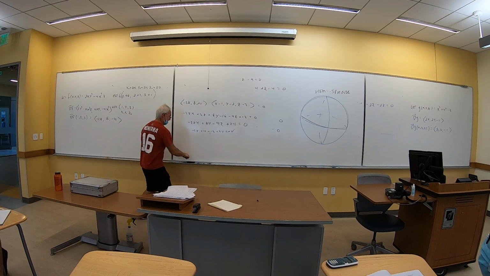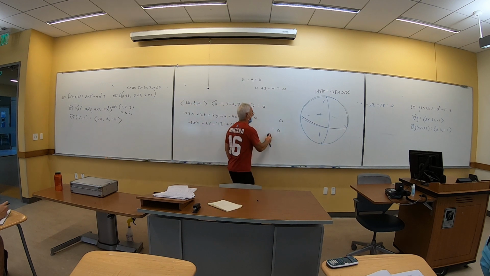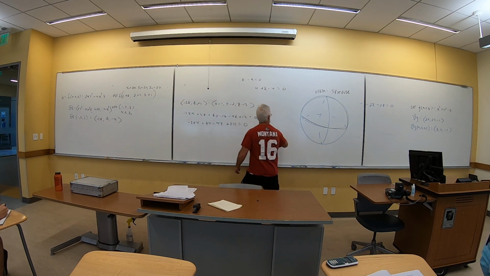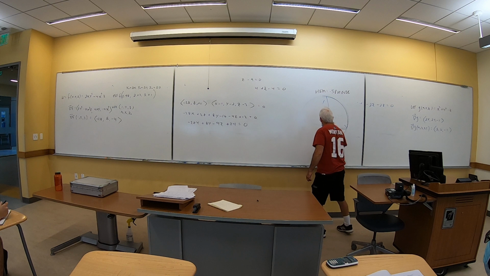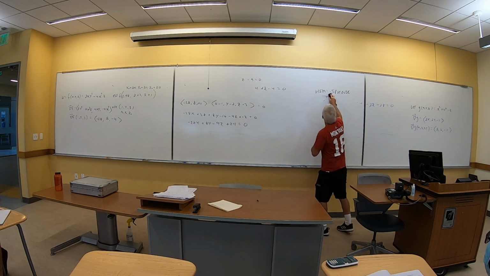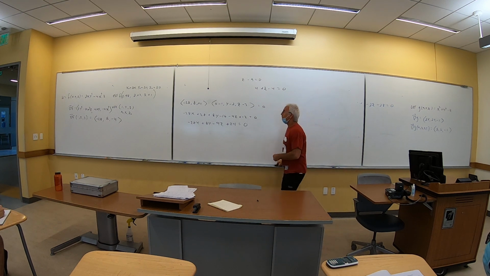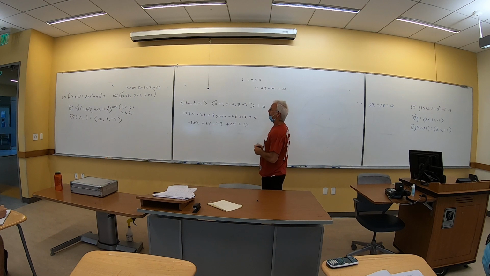So this is the equation of the plane passing through that point. So how am I supposed to use this to help me with that? Well, what is f of 1, 2, 3?